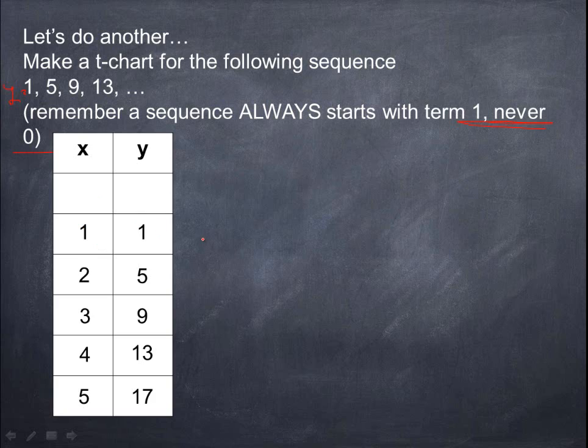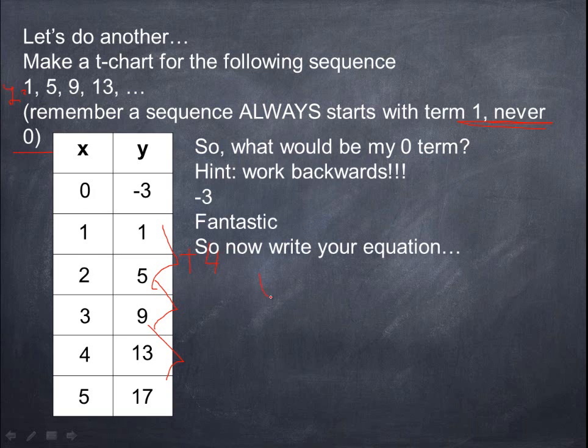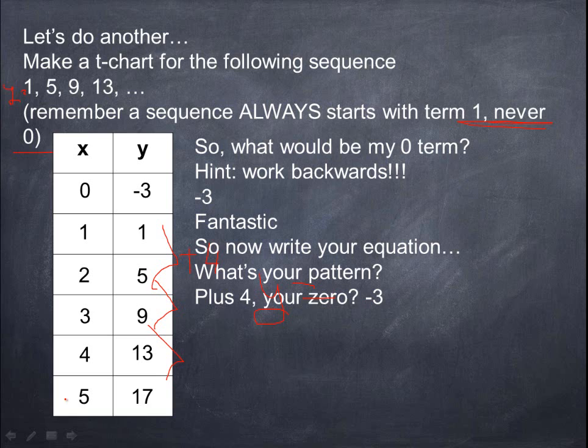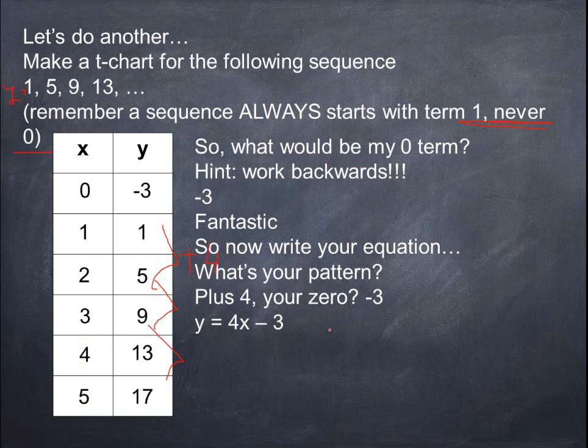What would the next number be? 17. So what's my sequence doing? Plus 4. So I need to create my 0 term. So what's it going to be? -3. So now write your equation. y equals, what's your pattern? +4. What's your 0? -3. So what's your equation? y equals 4x minus 3.